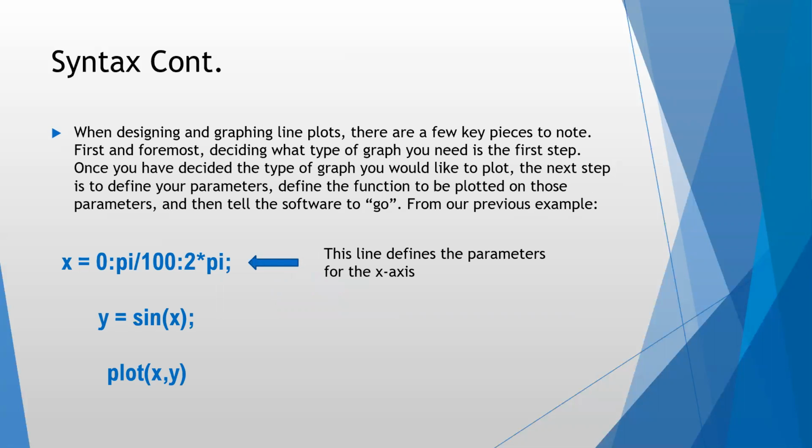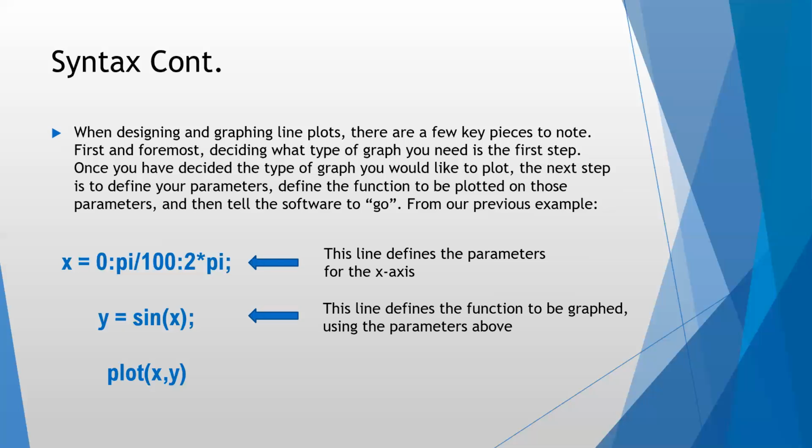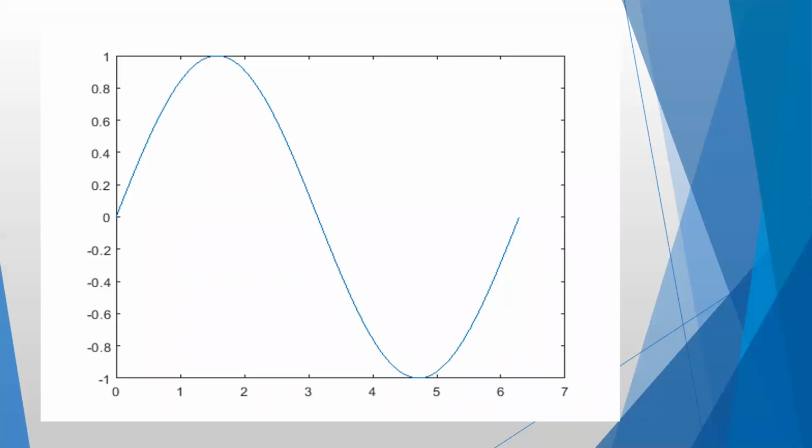Now, the 0, semicolon, pi over 100 to 2 pi is your respective range, so 0, semicolon, range. The number in the middle is your incrementation, so it's from 0 to 2 pi with pi over 100 incrementation. The next line is your y line, which is your function line, which is telling the computer what function to graph on these parameters. Thirdly and finally is the third line, which tells the computer to actually go. This is the graph associated with the previous set of syntax, as you can see, from 0 to 2 pi with pi over 100 incrementation.